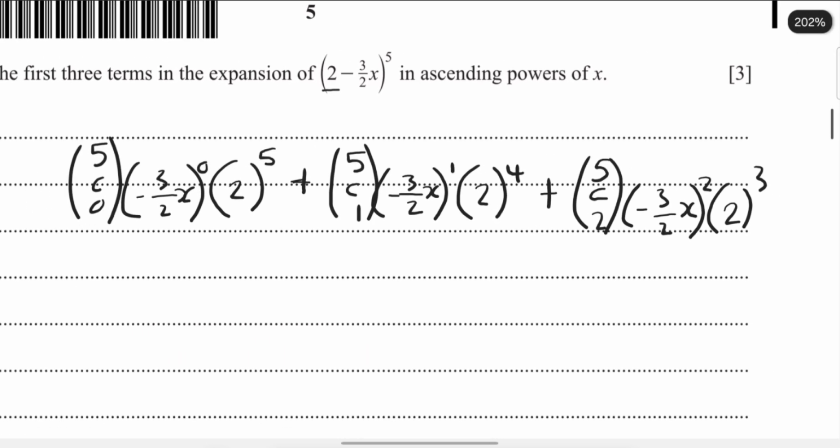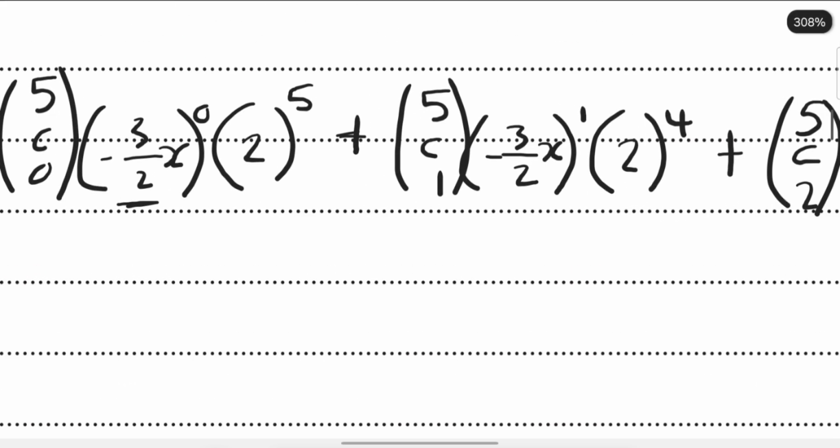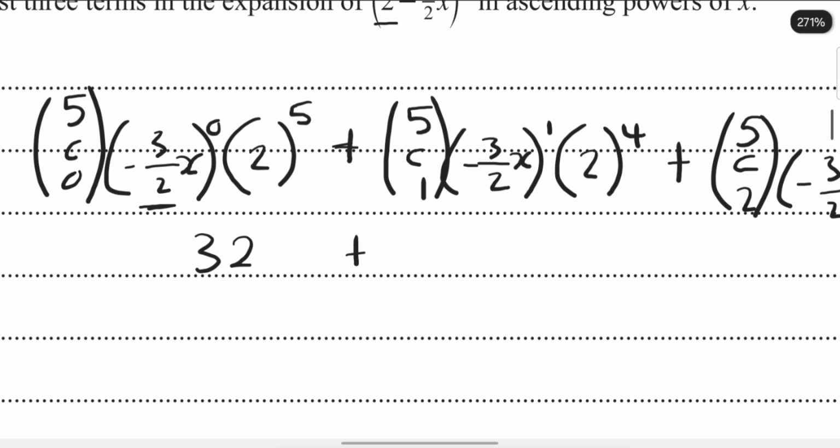And punching these in our calculator, 5 choose 0, that's 1. Then this whole thing to the power of 0 is 1. So it's only 2 to the power 5, which is 32, right? Then for the second one, it's 5 choose 1 being multiplied by minus 3 over 2 and 2 to the power 4.